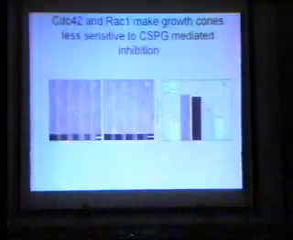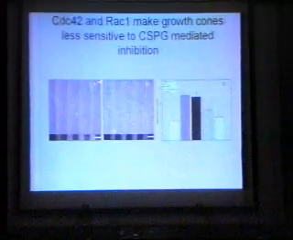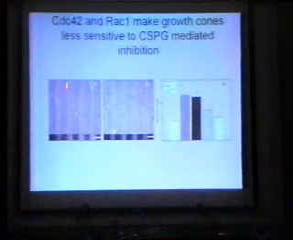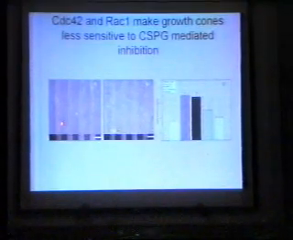The black parts is where CSPG is, and the light parts is where laminin is. So if I do that, I get occasionally some growing across, but for the majority, you don't get crossing because they don't like CSPG. We've already established that. This is just another experiment establishing that.